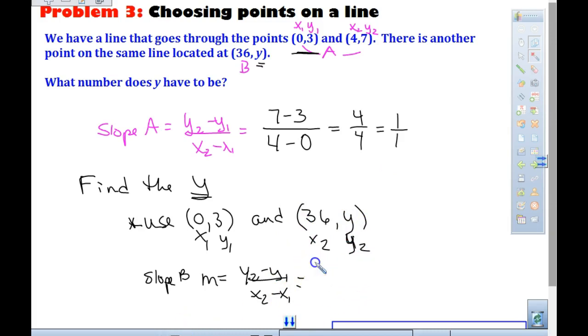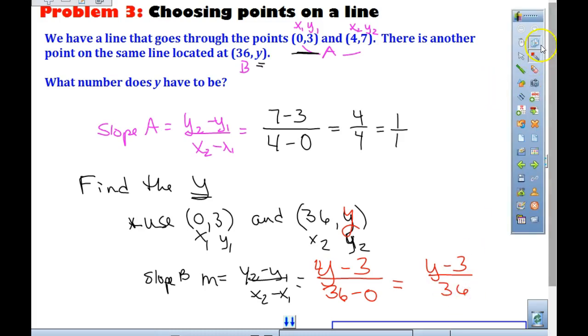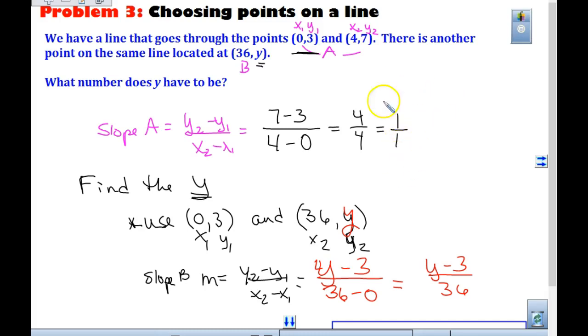4 minus 3. So I'm going to have, oh wait, this is y. So we're going to have y minus 3 over, in the denominator, what should I write? 36 minus 0. So we're going to leave this as y minus 3 over 36. Here's the deal. The slope was supposed to be 1, right? This slope has to be equal to 1. How can I write 1 with a denominator of 36? How would I write that?